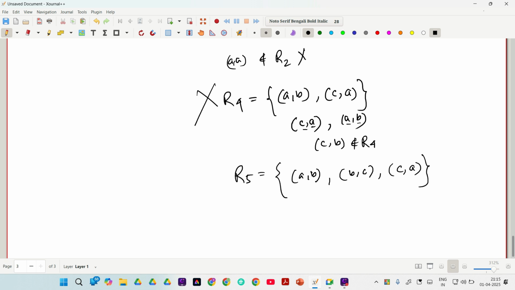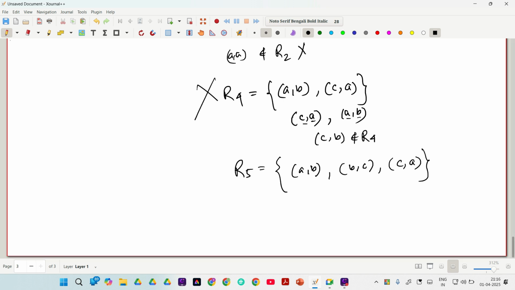Okay, think about R5. I'm writing another element. For three elements, these are enough examples. Now I have to introduce one more element. Now tell me whether R5 is transitive or not.